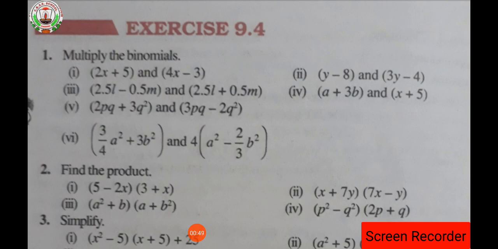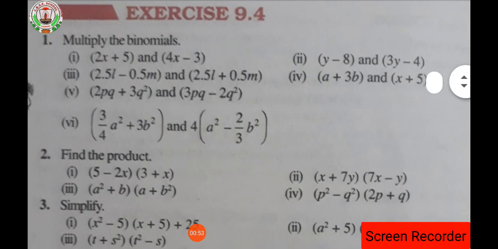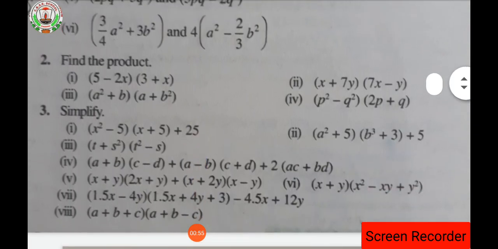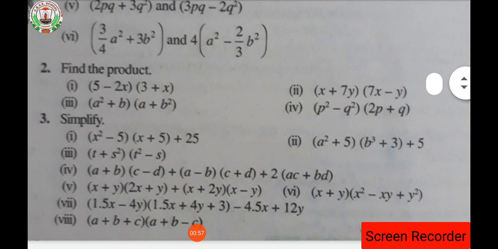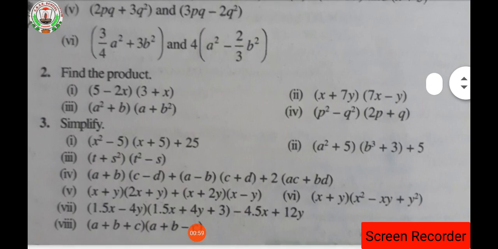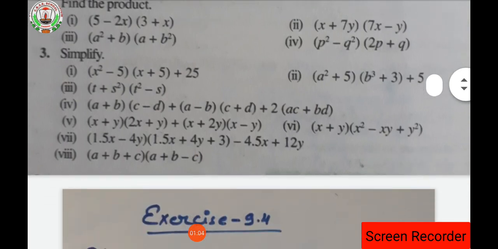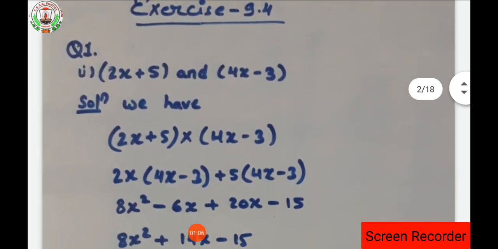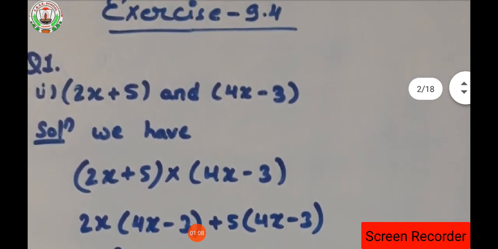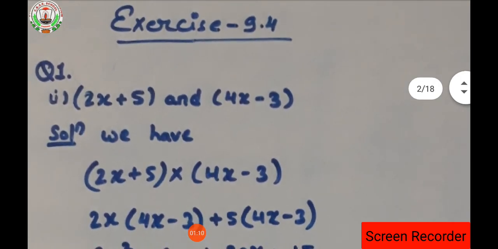In the second question also, it is asked to find the product of the binomial terms, and in the third part it says to simplify the equations. That means you have to multiply and perform the mathematical operations. Clear? Now one by one we are going to see the questions of exercise 9.4. So here is the first question of exercise 9.4.